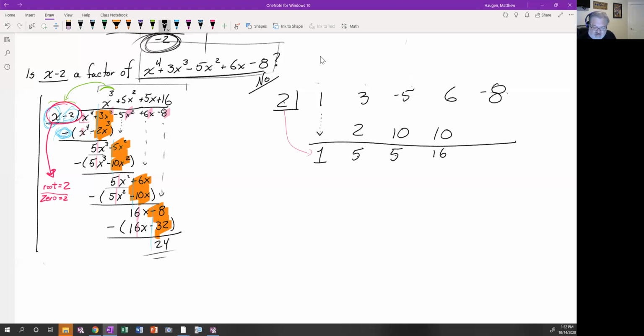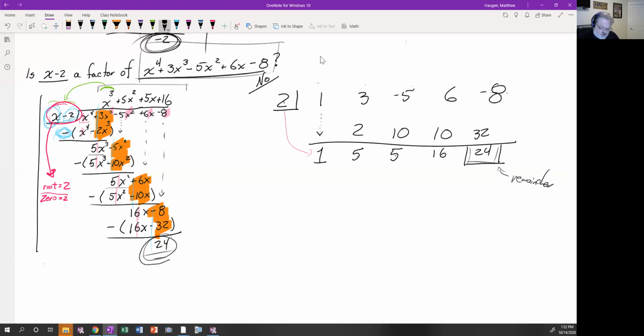2 times 16 is 32. Add those together, 24. Put in a little box. That 24 is a remainder. For that to have been a factor, that remainder should have been 0. It's not a factor, so the remainder isn't 0.